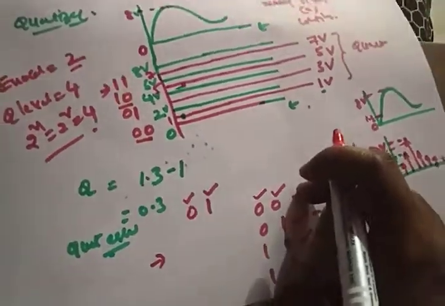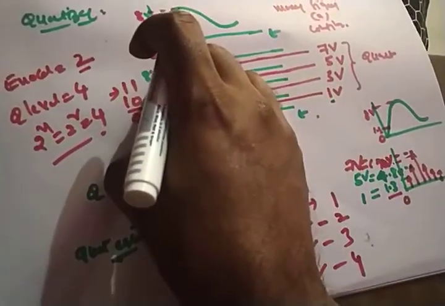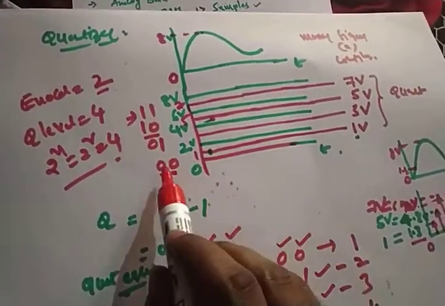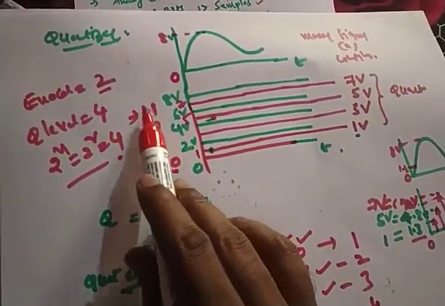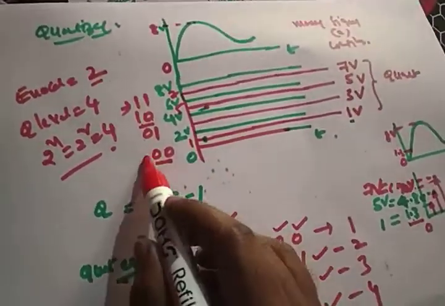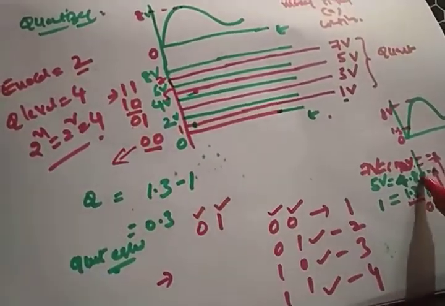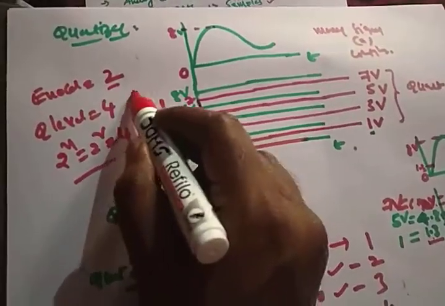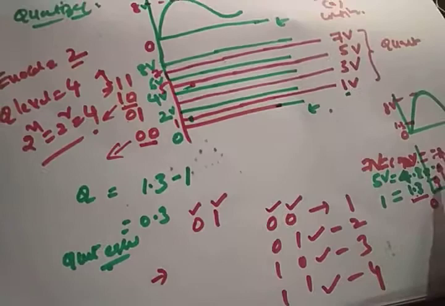You have to represent these combinations for each and every quantization level. So this is 00, 01, 10, 11. If it is 1.3, what is my digital value? 00. If it is 4.8, what is my digital value? 10. If it is 6.9, what is my digital value? 11.